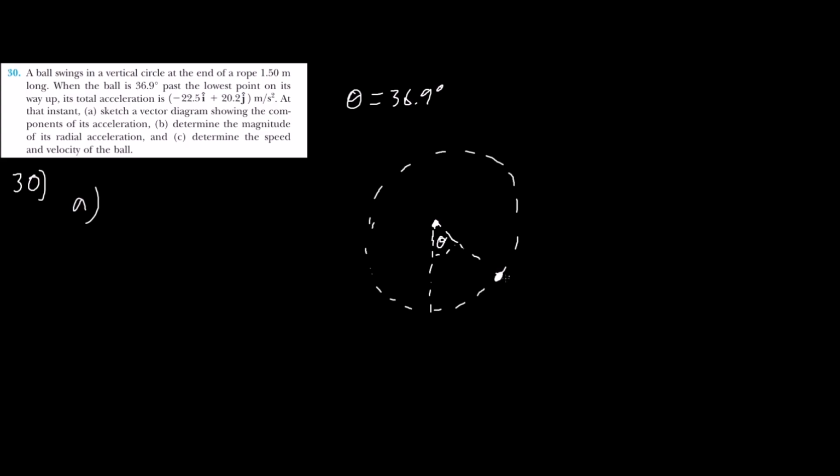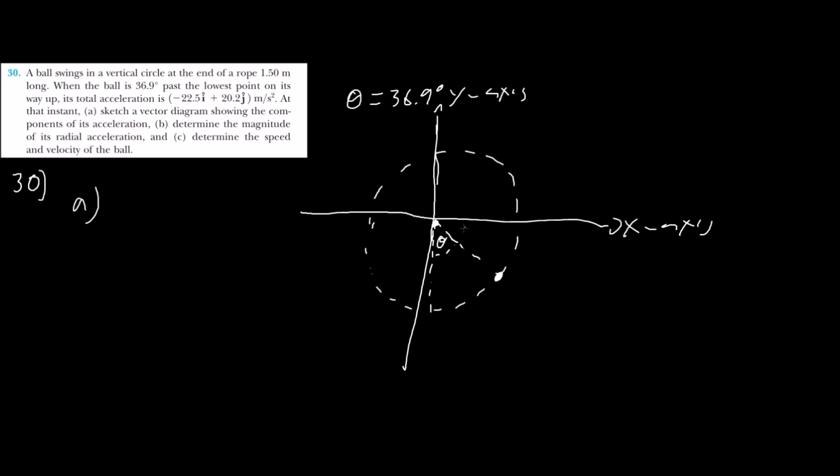And this object is going to have some component x and y. We don't know where that is. So let's just say this is the x-axis and the y-axis. Not that we're going to need it, but I'm just doing a sketch here. And they say that the acceleration components are negative 22 in the i-hat direction and 20.2 in the j-hat direction. So for the sake of drawing it, let's say this acceleration is going to be somewhere in here.